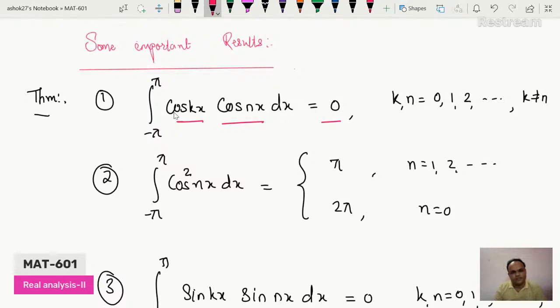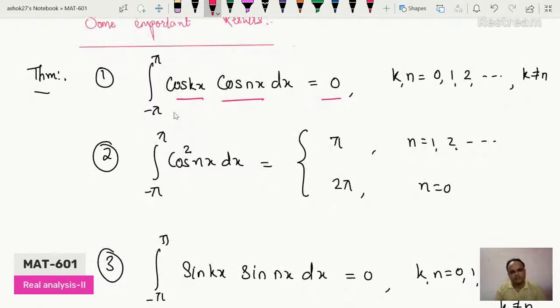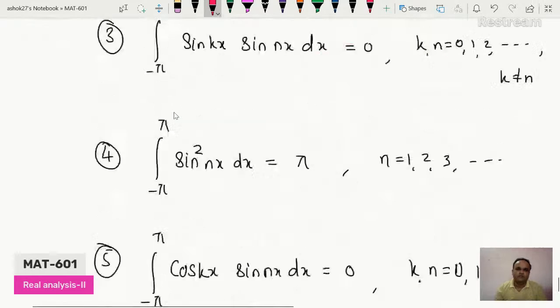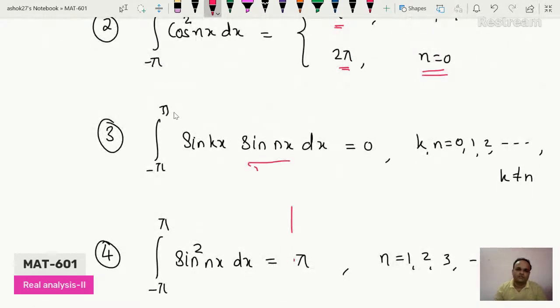Second, if k is not equal to n... if k equals n, then what happens? It is nothing but just the integration of cos square nx from minus pi to pi. In that case, the value of this integration is equal to pi if n varies from 1 up to plus infinity, and the value is equal to 2 pi if n equals 0. So if n equals 0, the value of this integration is 2 pi, and if n is strictly greater than 0, the value is equal to pi. So this is the second result. What is the third result? It is again the same.